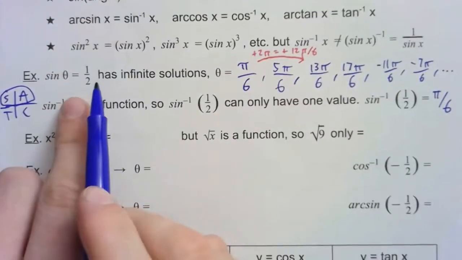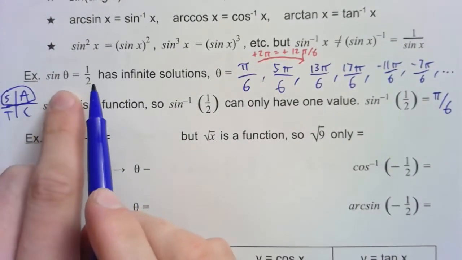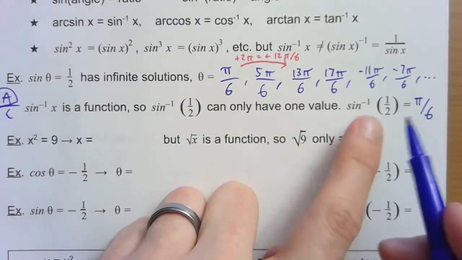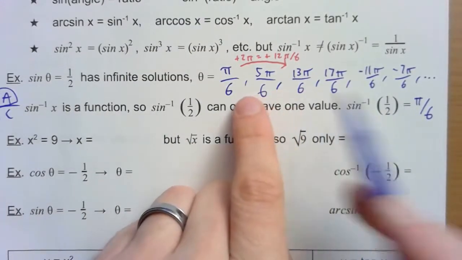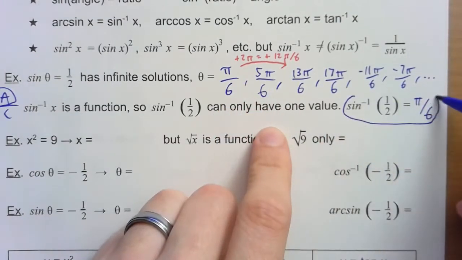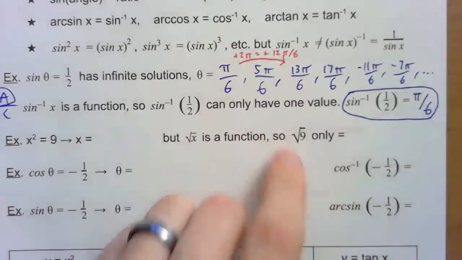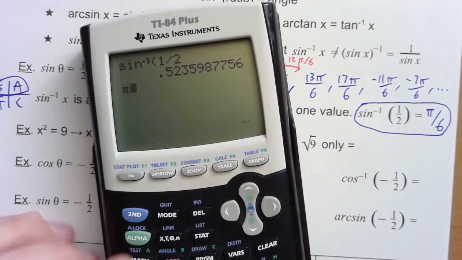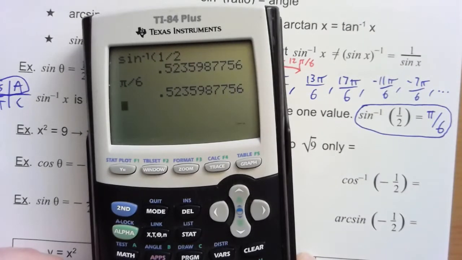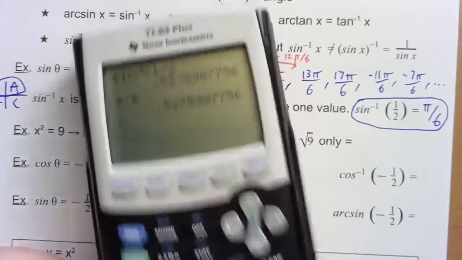So even though there's an infinite number of angles that have this sine value, inverse sine has to be a function. It has to have only one output. It has to pick one of those angles. So we pick the simplest one. We pick the pi/6. All right. If you don't believe me, you can check here. If I type pi/6 in my calculator, there you go. It's that same decimal right there.